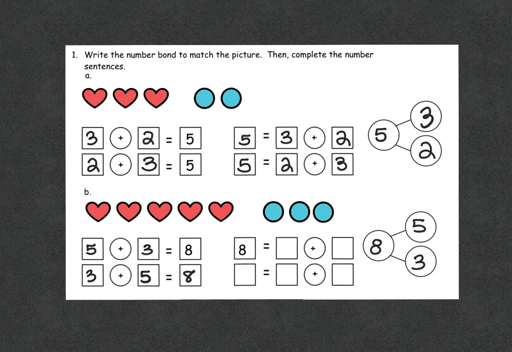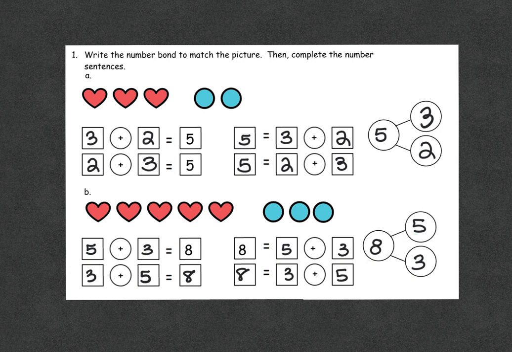Now let's break it down the other way. Here we have 8 is equal to 5 plus 3. Then using the commutative property and switching the 5 and the 3, we now will get 8 is equal to 3 plus 5.